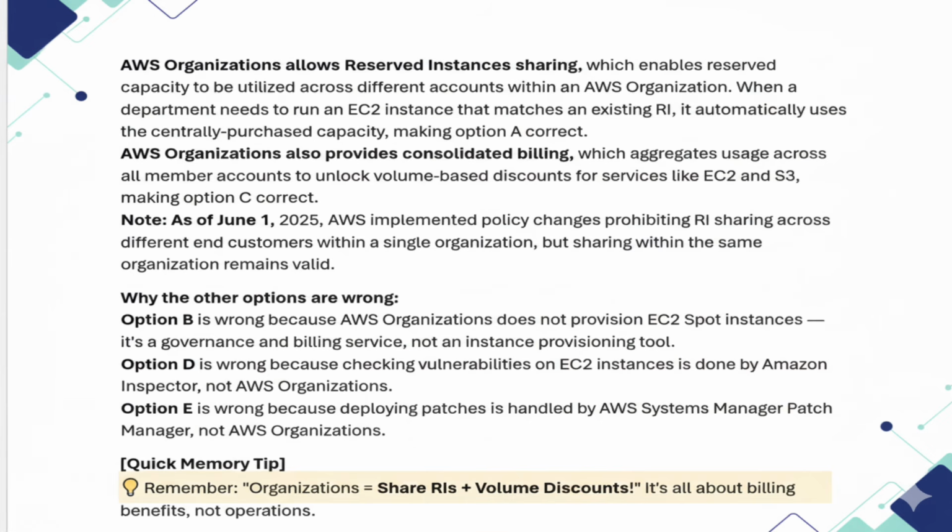Why the other options are wrong? Option B is wrong because AWS Organizations does not provision EC2 Spot instances. It's a governance and billing service, not an instance provisioning tool. Option D is wrong because checking vulnerabilities on EC2 instances is done by Amazon Inspector, not AWS Organizations. Option E is wrong because deploying patches is handled by AWS Systems Manager Patch Manager, not AWS Organizations. Remember, Organizations equals share RIs plus volume discounts. It's all about billing benefits, not operations.